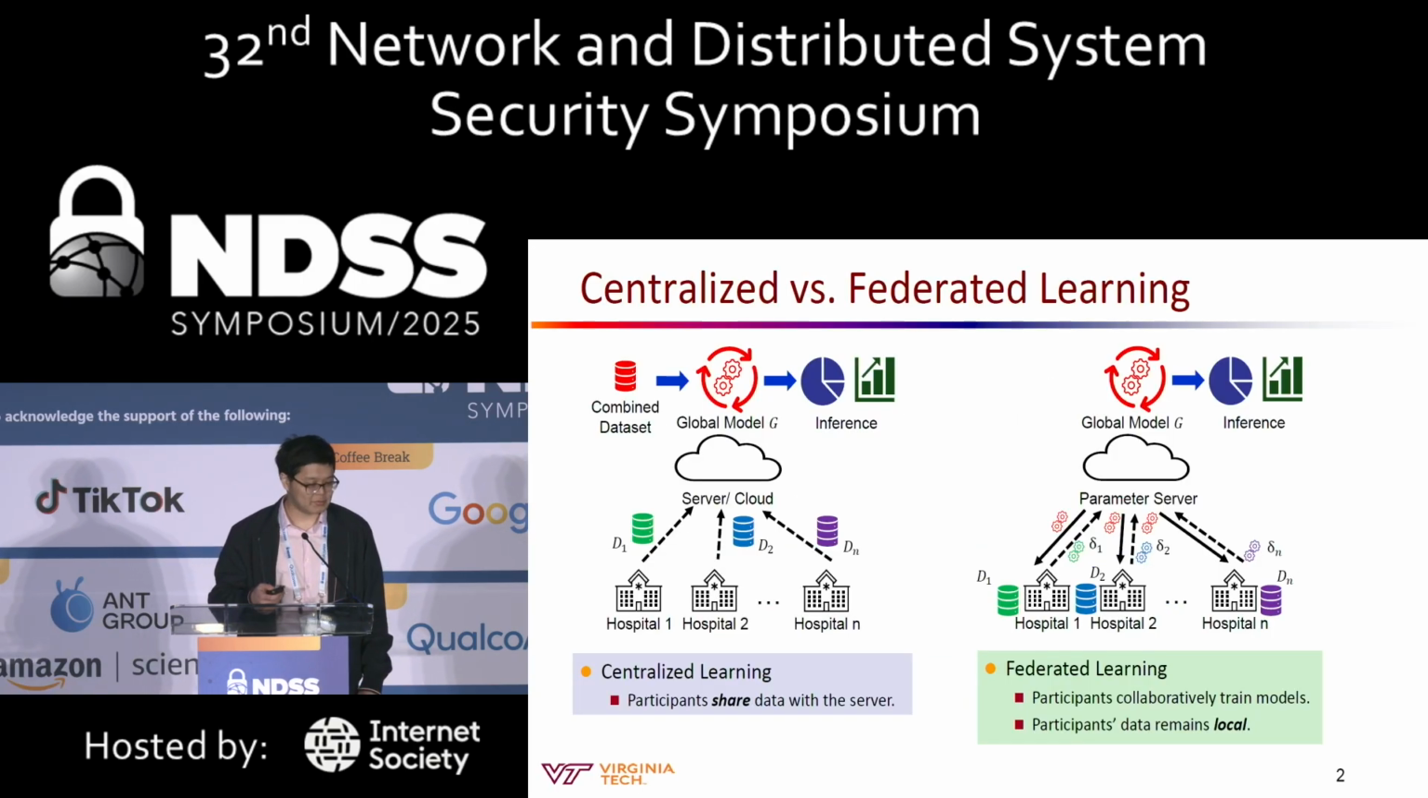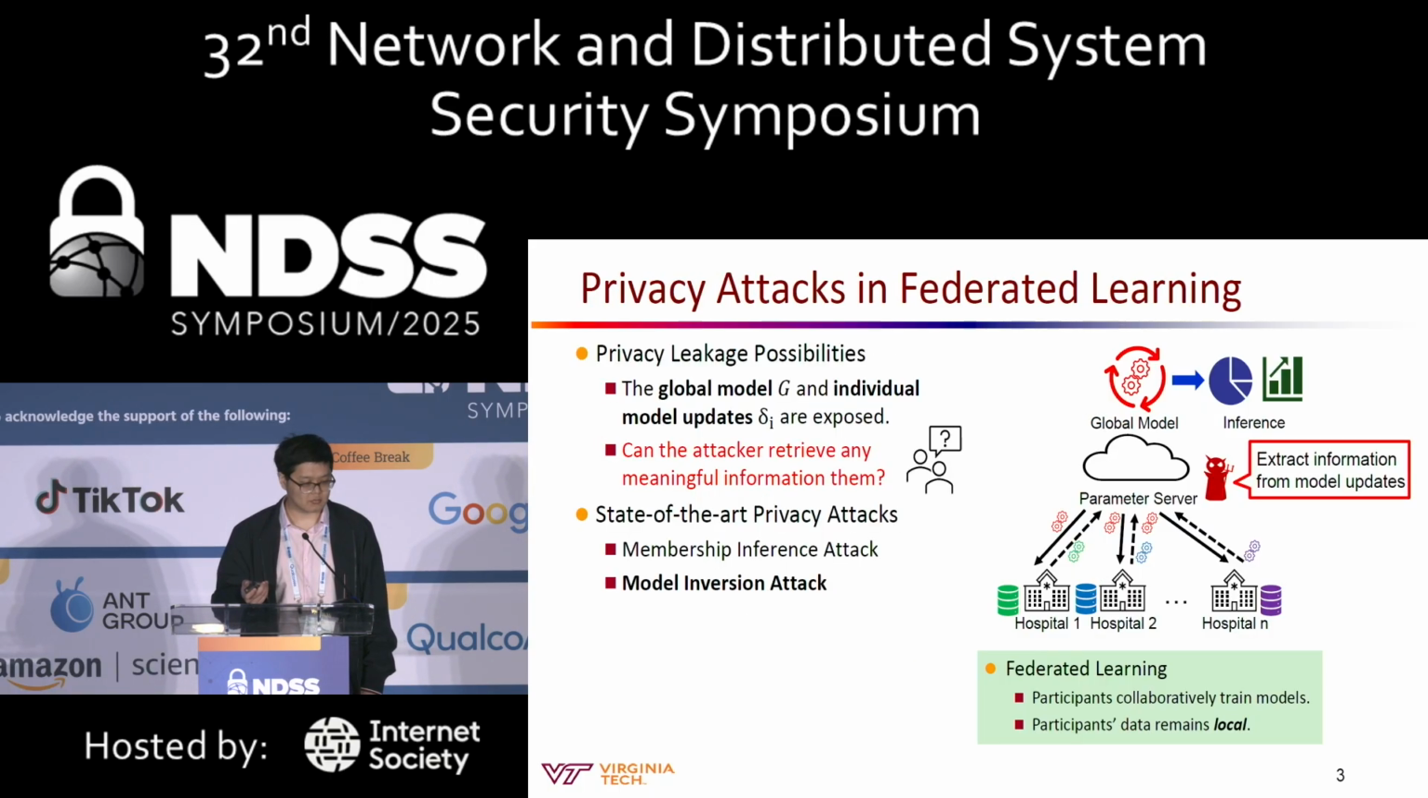For federated learning, everyone may be pretty familiar with it. Federated learning was considered to be a privacy-preserving mechanism. It allows the clients to collaboratively train a model without sharing any local data. Within the federated learning framework, only the gradients or the model updates are shared between the server and the clients. However, there are some potential privacy leakage possibilities.